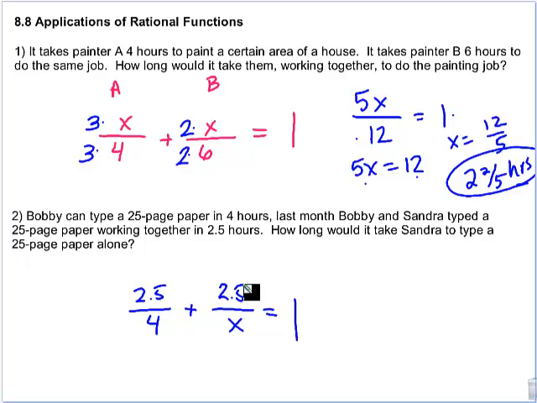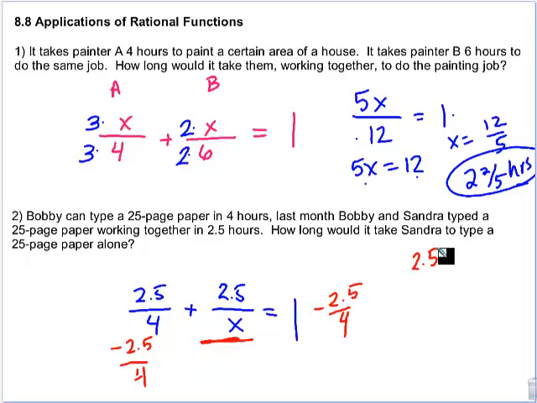Now how do we solve this for x? Okay, we could get like denominators, or we can notice where our x is right now. Our x is only in this fraction, right? So could I subtract 2.5 over 4 over? Probably the easiest way to do this one. So we're going to subtract 2.5 over 4 from both sides.